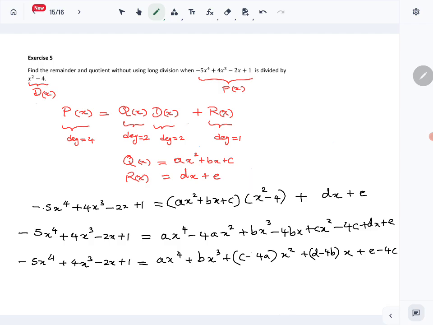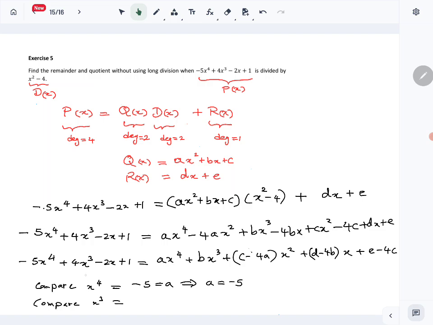Okay, now this is the equating coefficients problem. So first we'll do x to the 4. This side minus 5, this side a. So minus 5 equals a. So a is done. A is minus 5. Then we will do x cubed. On this side 4, this side b. So 4 equals b, right? So b is equal to 4, right?